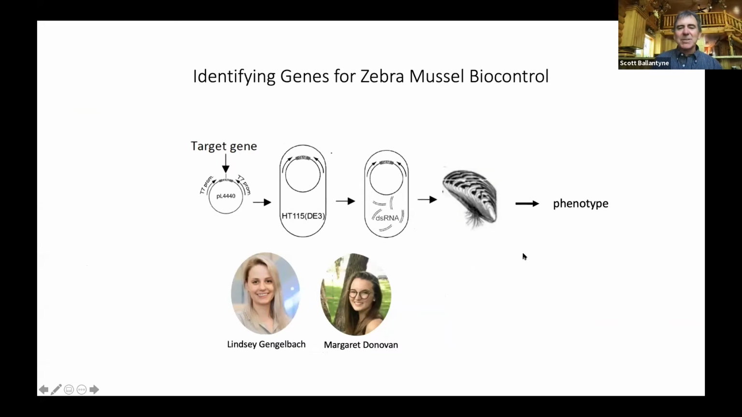I want to update you on the progress we've made on the last two parts of the procedure. And I want to introduce myself. I'm Scott Ballantyne. I'm a professor at the University of Wisconsin River Falls, and I'm also a property owner on a lake that's infested with zebra mussels. So I'm very interested in seeing this project through.